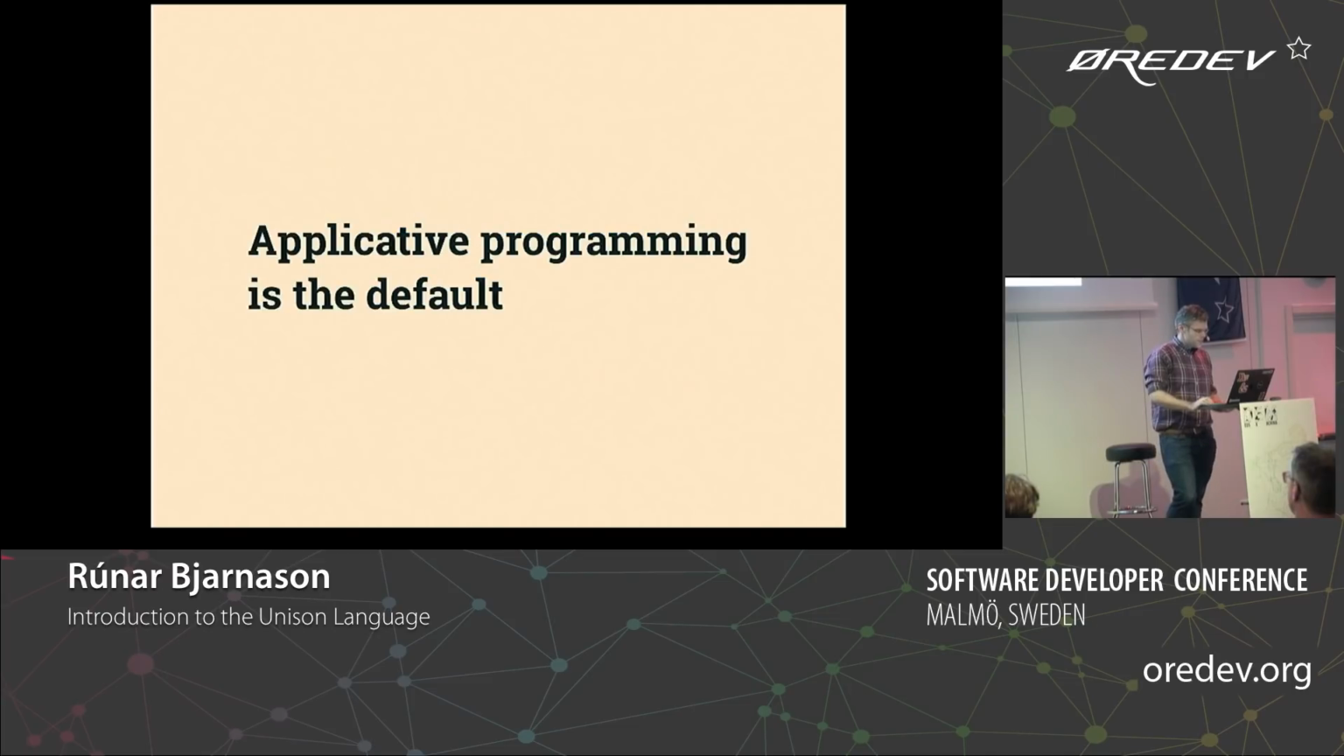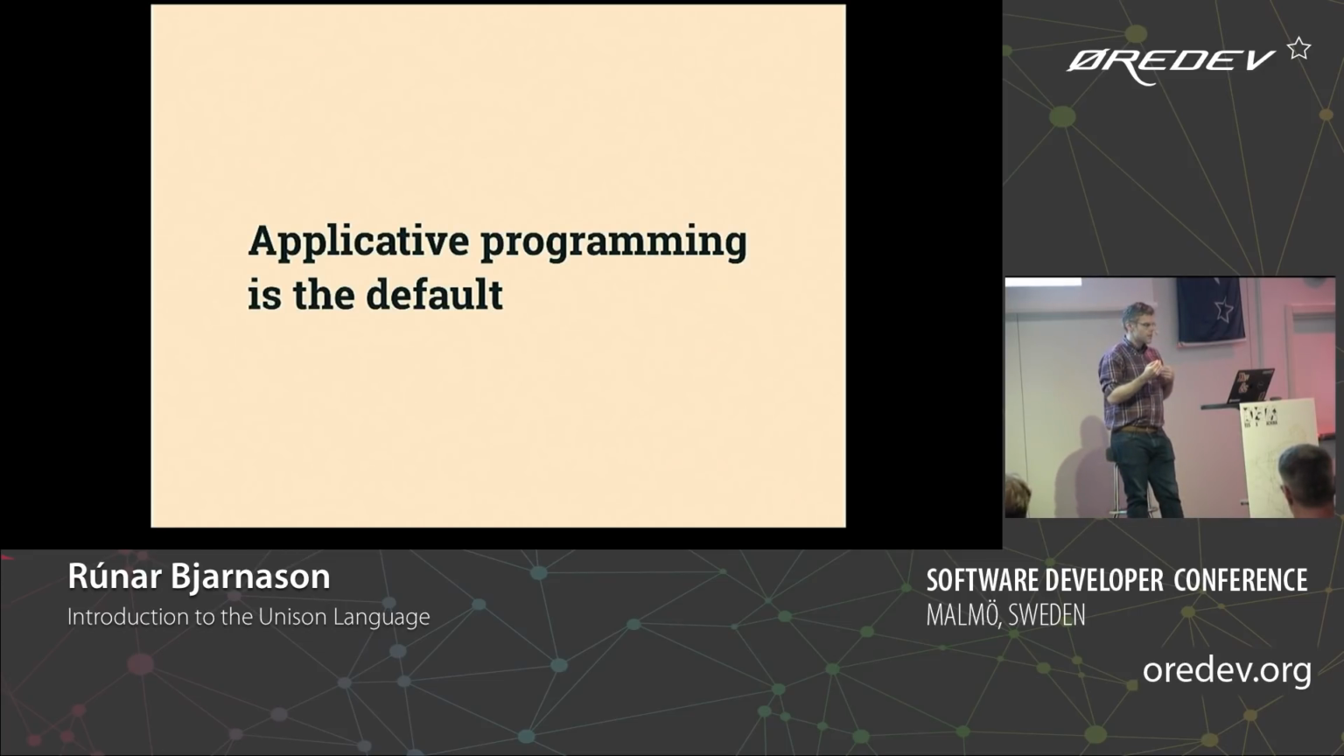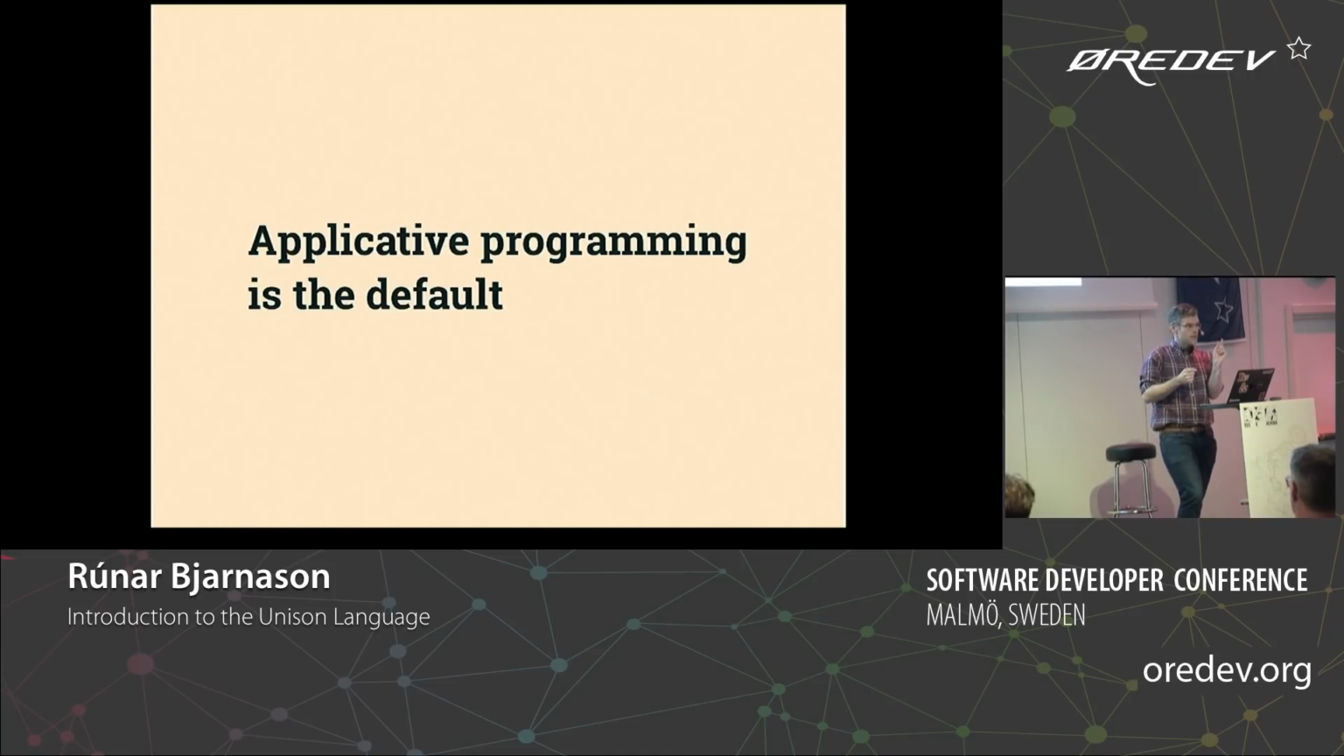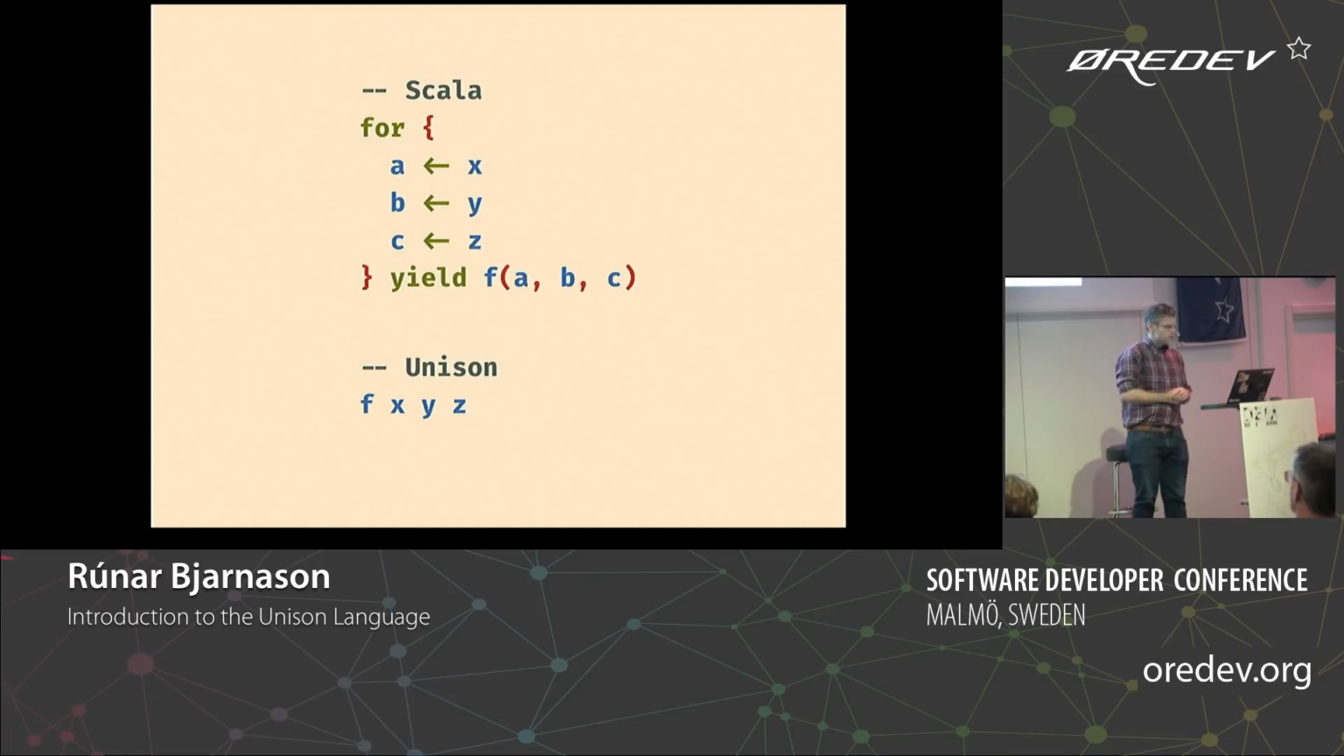Great. So we can do this in Unison because applicative programming is sort of the default, right? We overload the function application syntax for both effectful and pure functions. So it's not that we're having side effects. It's just that the function application syntax, which is just space, by the way, works for both pure and effectful functions. So for instance, in Scala, if you wanted to work with some effectful things x, y, and z, and you wanted to apply some function f to those, you would have to do this: a comes from x, b comes from y, c comes from z, and then yield f a, b, c.